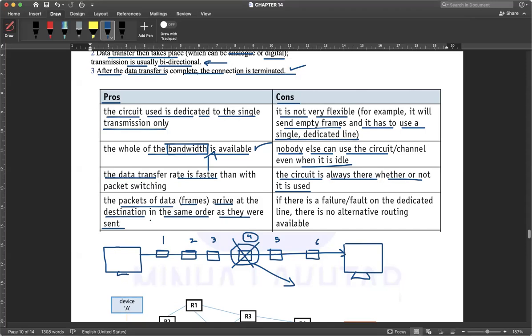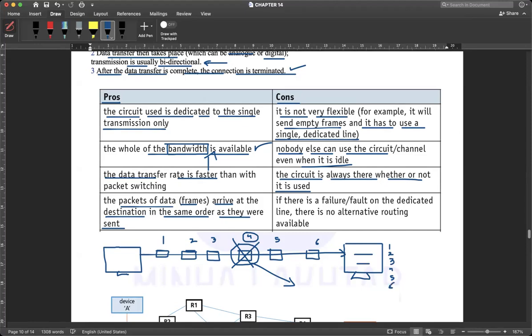So look, they said the packets of data arrive at the destination in the same order. So how many packets do we have? 6. So when the receiver receives the packets in this computer, it will be in the order like 1, 2, 3, 4, 5, and 6.